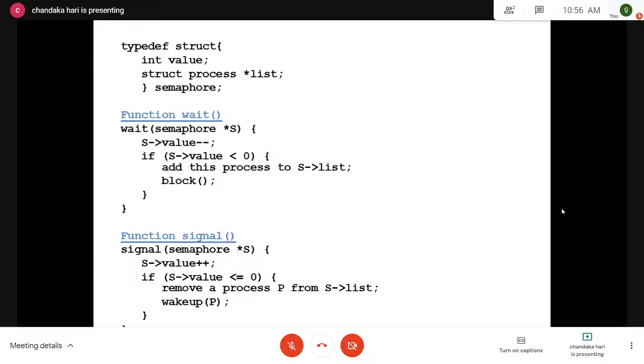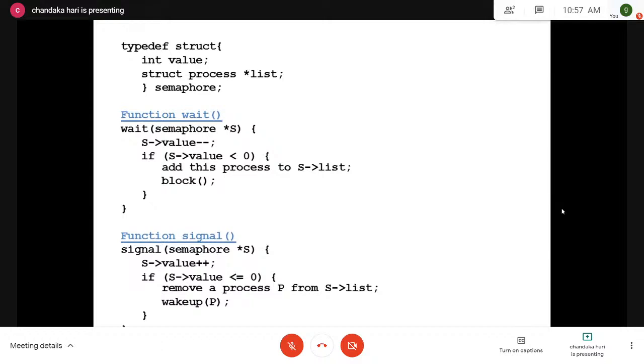Suppose the first process has completed. Immediately it issues a signal. Now the semaphore value is minus 2, so minus 2 plus plus gives minus 1. Minus 1 is less than or equal to 0, which implies some processes are waiting in the queue. Remove any one of the processes from the list and give a wakeup signal to continue the execution in the critical section. This is how it is going to be implemented.